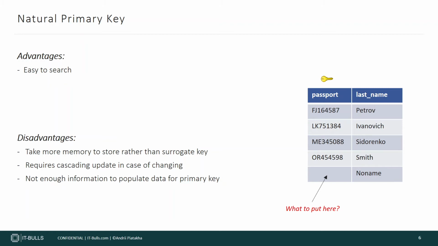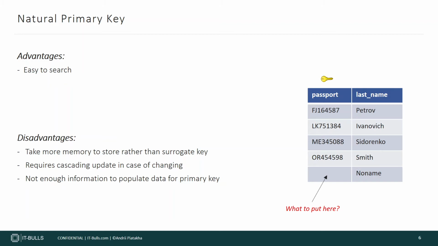They take more memory to store rather than a surrogate key. This means that you would require more memory to store the data, and also this means that join requests on multiple tables may take more time, because usually natural keys are strings but not integers, and it takes time to compare strings. They also require cascading update in case of changing.